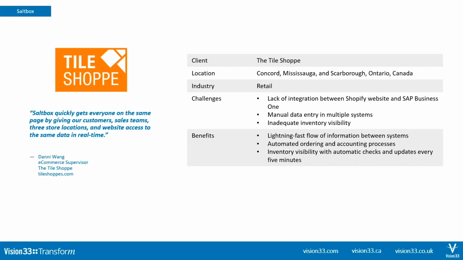So the benefits for them were lightning fast flow of information between SAP Business One and Shopify, and automated ordering and accounting processes. Because everything gets updated in real time in a real time accounting system, once you start bringing orders in from your website, everything gets to be real time rather than manually posted. And inventory visibility with automatic checks and updates every 5 minutes. So whatever happened on the website, every 5 minutes, it was updated in SAP Business One. Whatever SAP Business One did that updated an order that was created on the website, it was updated every 5 minutes.